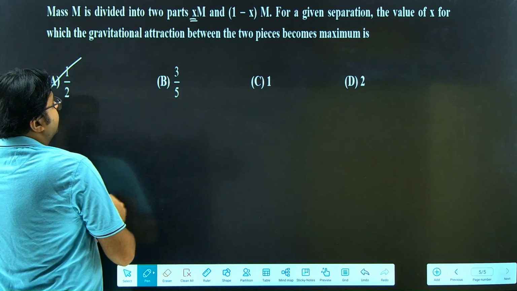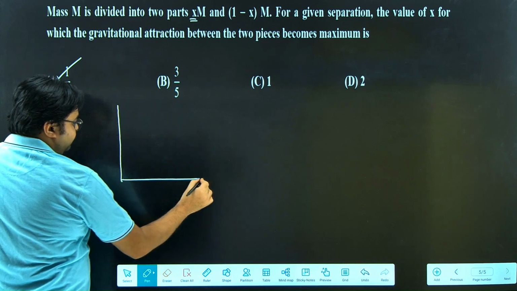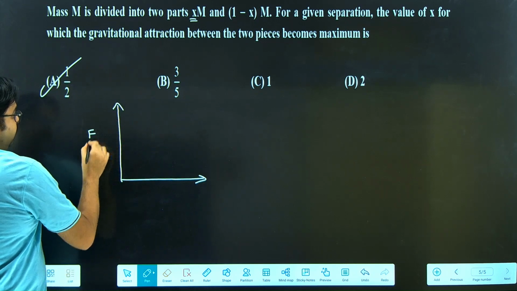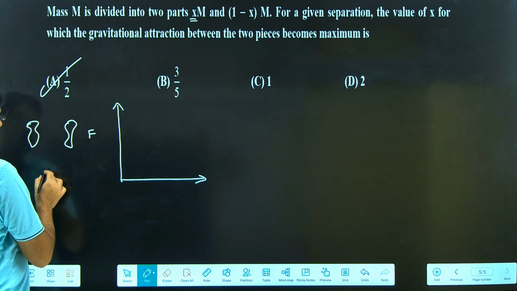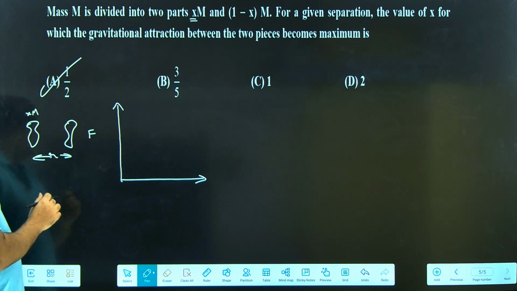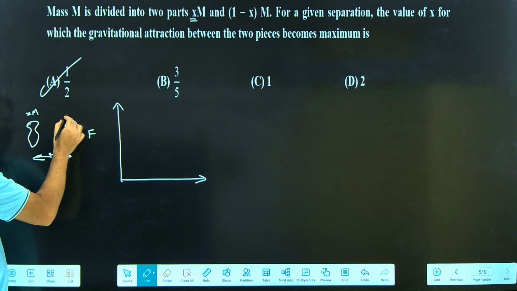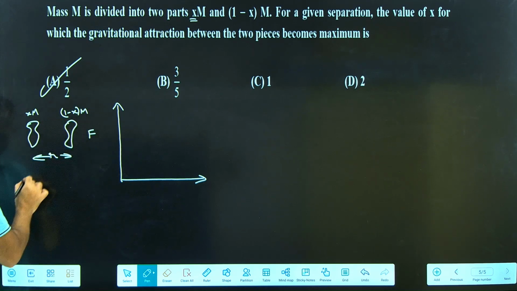Well, if you plot a graph of force between the two fragments, fragment number 1 and fragment number 2, they are separated by a certain distance. The mass of this fragment is x into m, and the mass of this fragment is 1 minus x into m. The force between them is F.